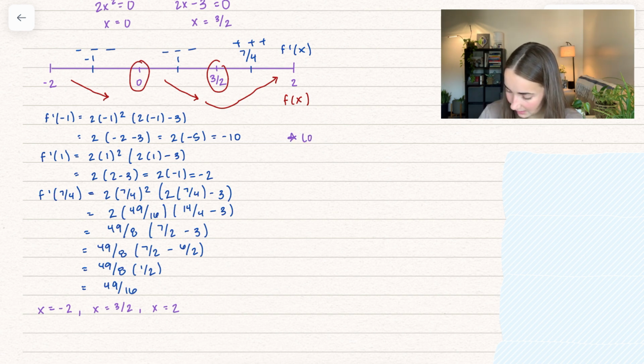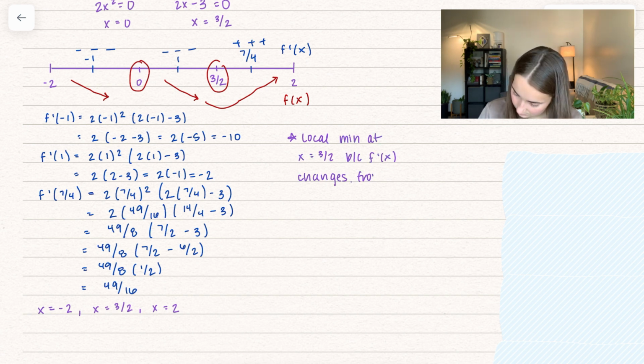And I'm going to make sure to write that out. We have a local min. That's my shorthand way of writing it out. So we have a local minimum at x equals 3/2 because the first derivative changes from negative to positive.